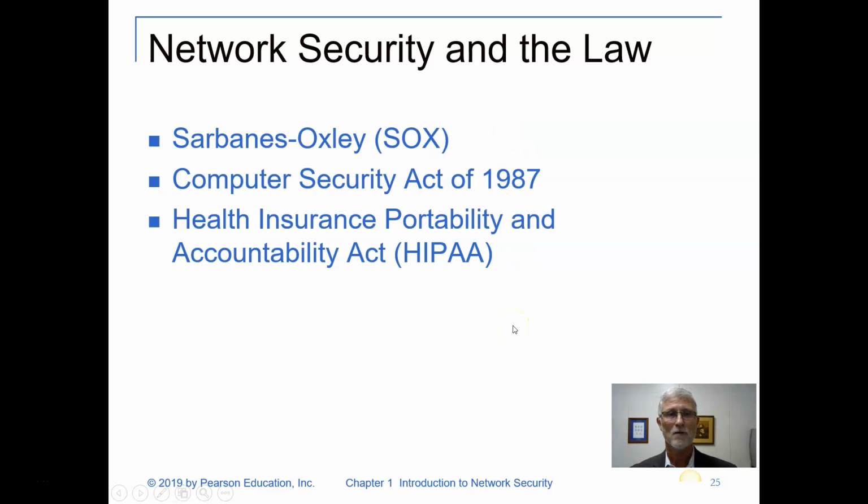Now, there are several laws out there that deal with network security and data. Some of these you're familiar with, but it basically says if I'm dealing with the government, I've got to have certain rules and regulations set up. So these three are big. HIPAA is what? Your medical. Computer Security Act of 87. So as you can tell, in 1987, we've been trying to put laws in place for a long time to protect the data that we have.